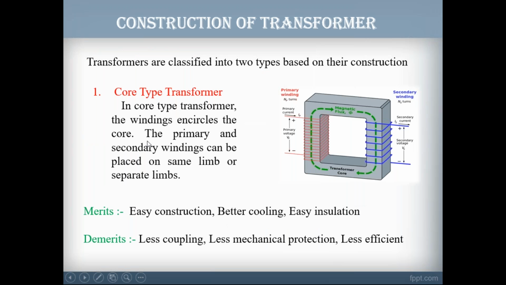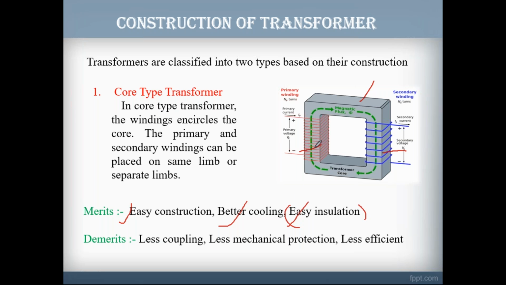Right. So based on the construction, we have only two types of transformer: core type and shell type. So you can see here, from the construction point of view, this is a core type transformer. It has two limbs, limb 1 and limb 2. Now, for this type of core transformer, what are the advantages and disadvantages? It has easy construction, better cooling, easy insulation. Easy insulation is the main part.